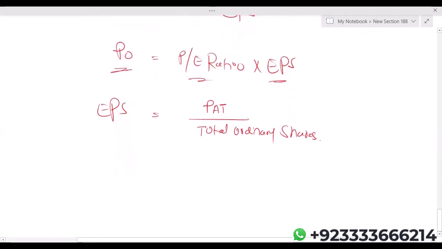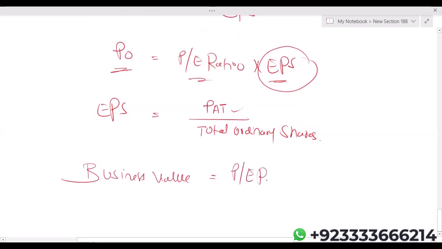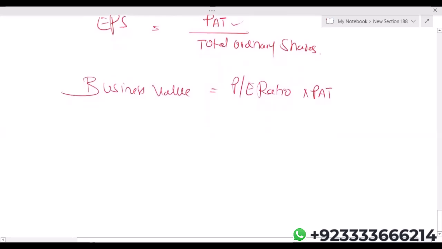Now, if I replace this earning per share with PAT, so we will not have P naught, then directly business value. Business value is equal to P ratio into profit after tax.